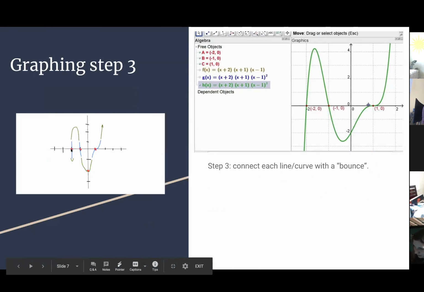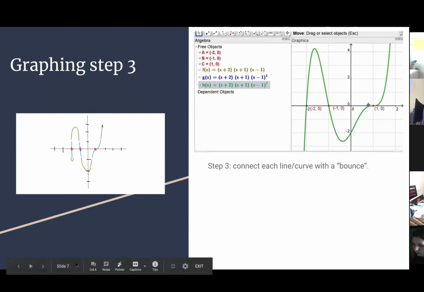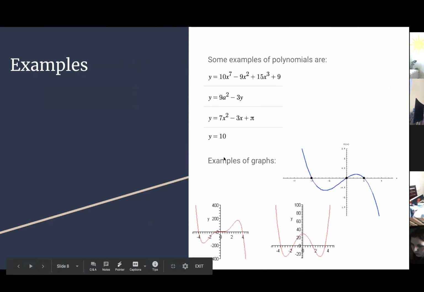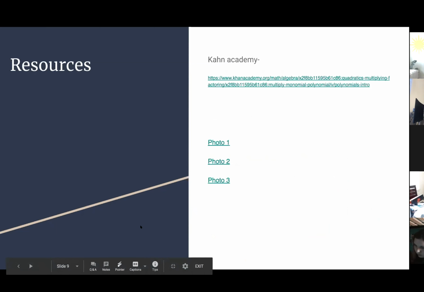And for step 3, we're going to connect each of the lines or curves with a bounce. And usually this is estimated, but since we have the y-intercept, this bounce will go through that. And we'll end it with the directions that the graph is facing. And here's some more examples. These are some formulas of polynomials, and this is a polynomial because this is technically saying 10 times x to the power of 0. And here's some more examples of graphs. And these are my resources.